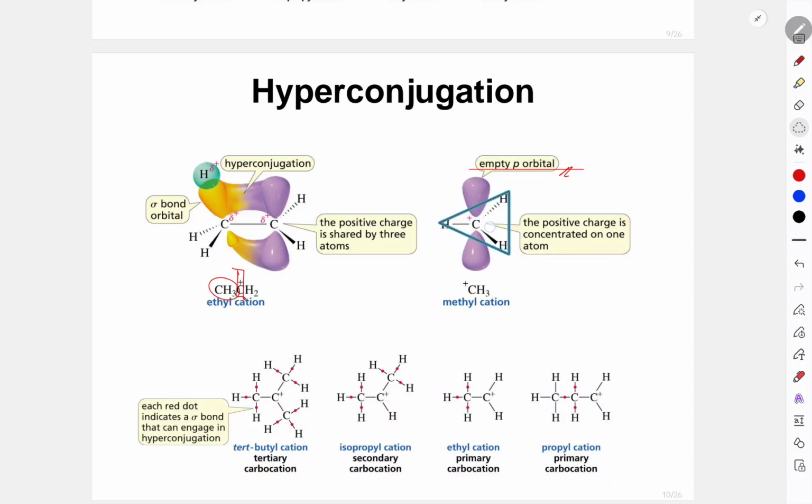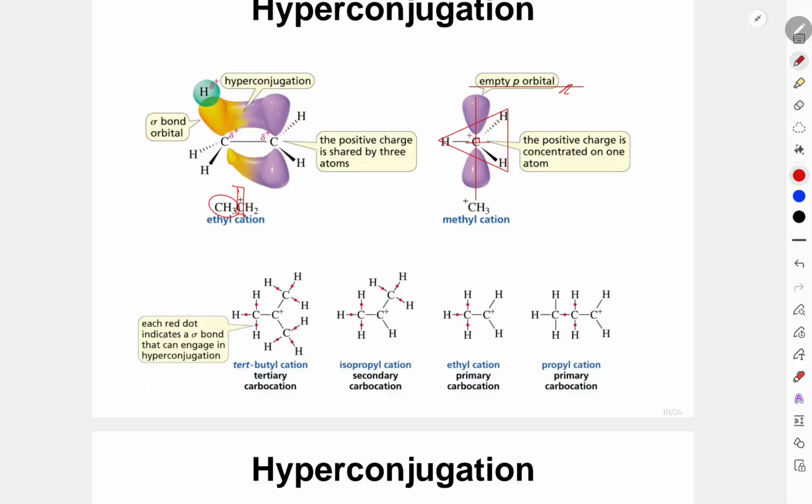By doing this conjugation effect, hyperconjugation effect, the electron can effectively delocalize, right? And then the overall system will get stabilized. Electrons can occupy a larger volume of space. That's good for the system because you can minimize the electrostatics. So that is the fundamental reason why hyperconjugation can stabilize the system.